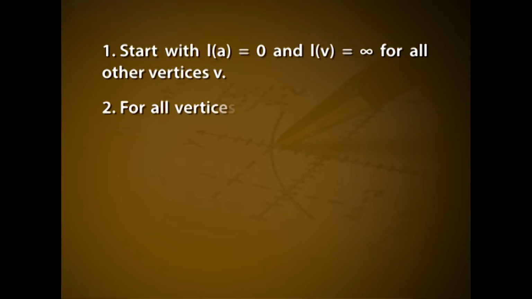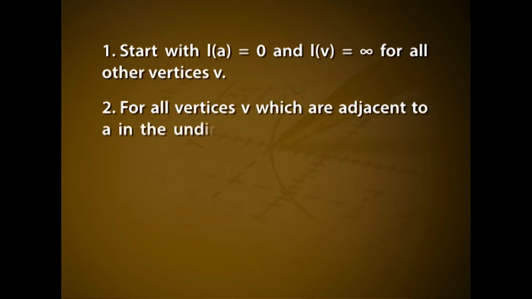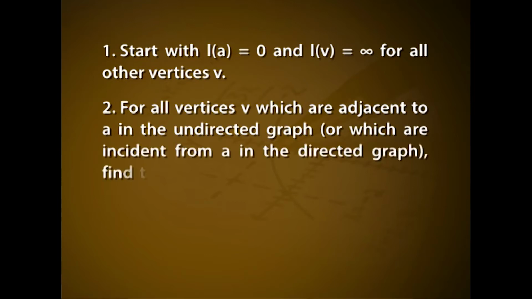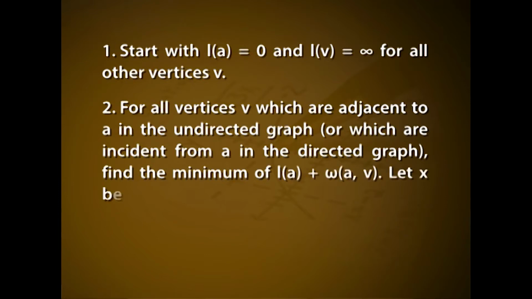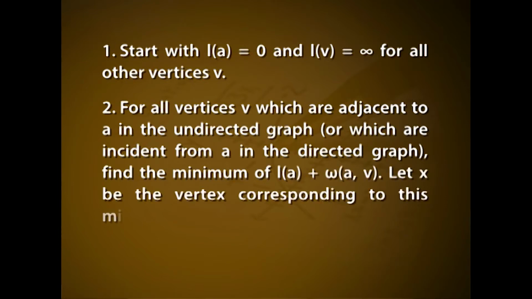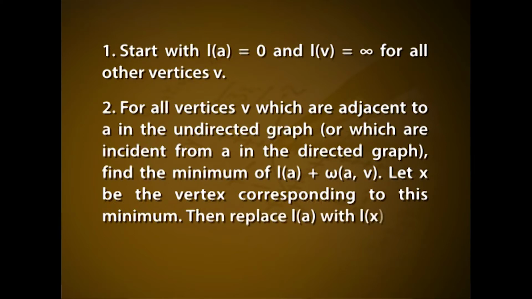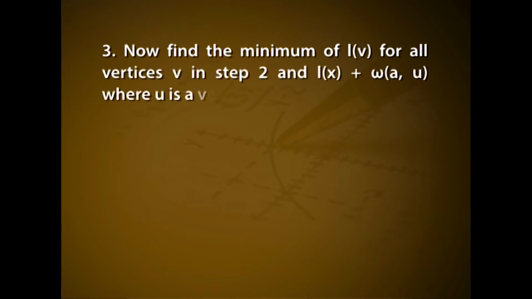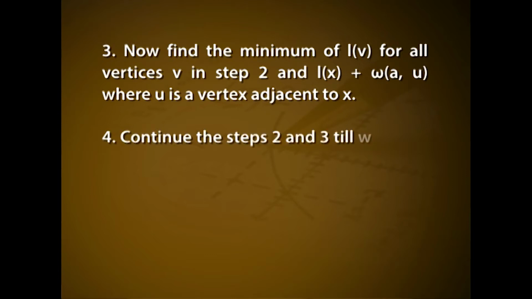Step 2. For all vertices V which are adjacent to A in an undirected graph, or which are incident from A in the directed graph, find the minimum of L(A) + W(AV). Let X be the vertex corresponding to this minimum. Then replace L(A) with L(X) = L(A) + W(AX). Step 3. Now find the minimum of L(U) for all vertices U in step 2 and L(X) + W(XU), where U is a vertex adjacent to X. Step 4. Continue steps 2 and 3 till we reach the vertex B.